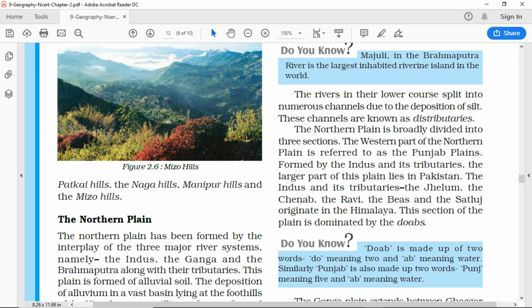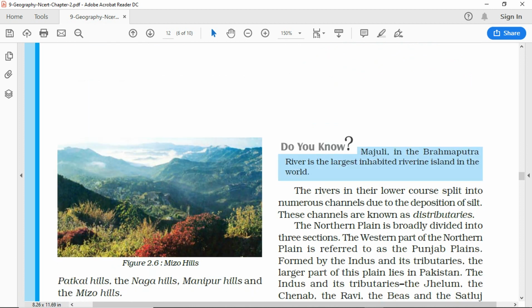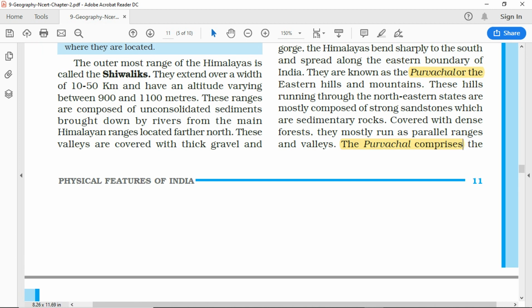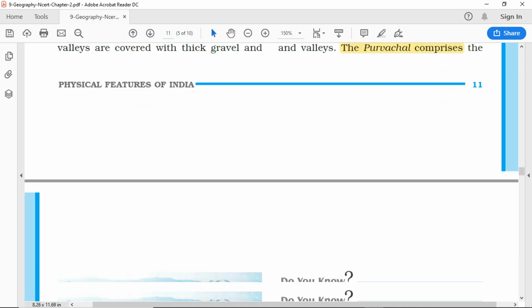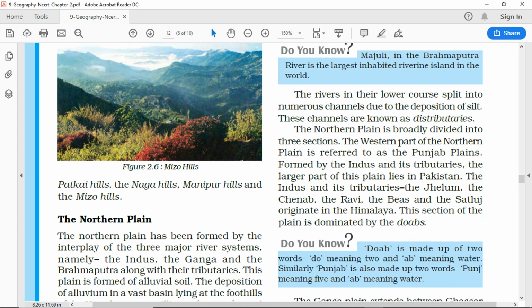The outermost range of the Himalayas is called the Shiwaliks. They extend over a width of 10 to 50 kilometers and have an altitude varying between 900 and 1,100 meters. These ranges are composed of unconsolidated sediments brought down by rivers from the main Himalayan ranges located farther north. These valleys are covered with thick gravel and alluvium. Contemporary India. Patkai Hills, the Naga Hills, Manipur Hills and the Mizo Hills.